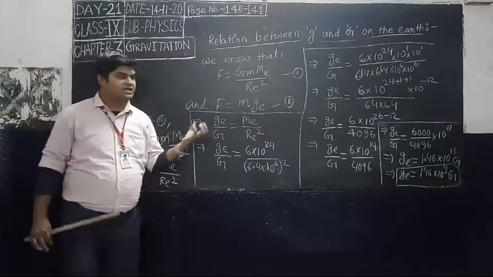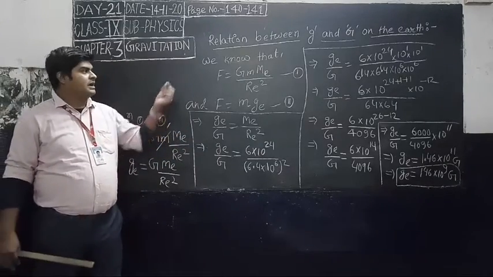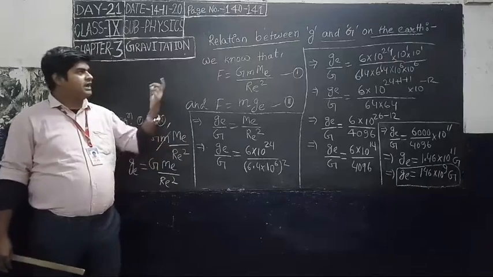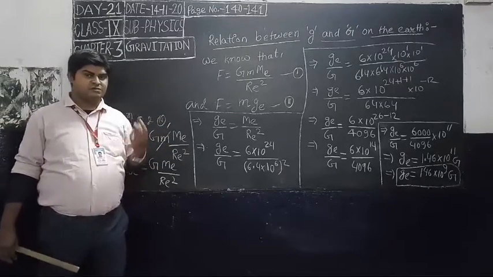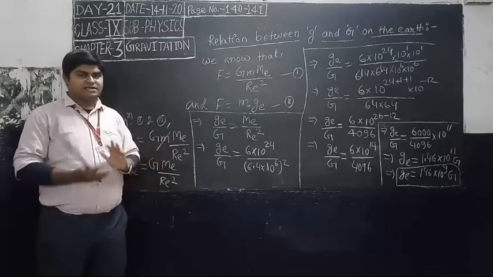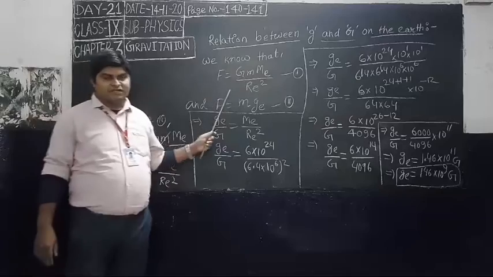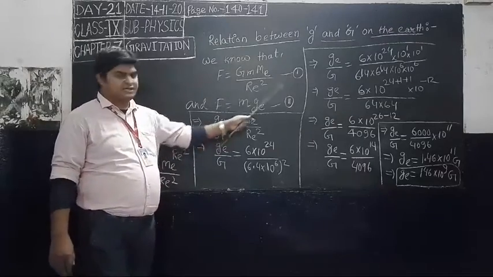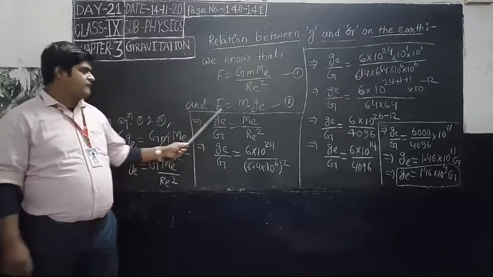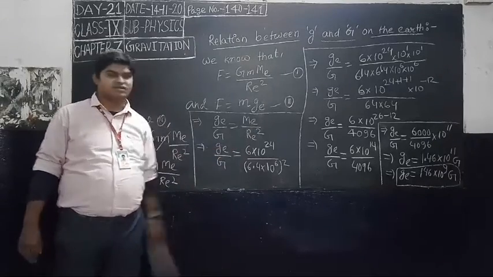That means what is the value of capital G and small g, you know very well. Small g is 9.8 newton and capital G is 6.67 into 10 to the minus 11. So you will find how many times small g is greater than capital G. Here we know that F is equal to G M_E m by R_E square, this is equation 1, and F is equal to m g_E, gravity, is equation 2.